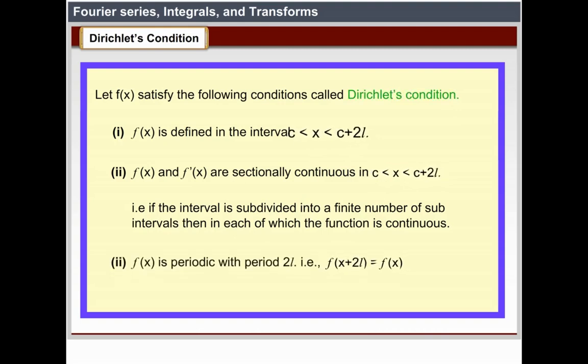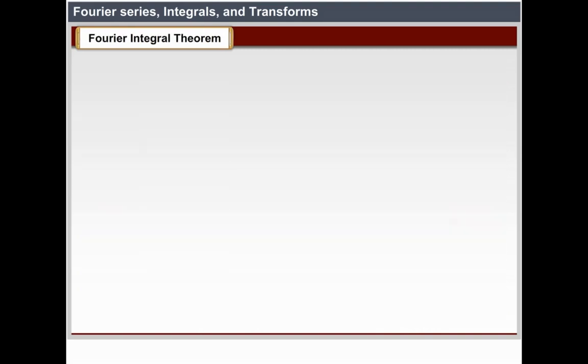3. f of x is periodic with period 2L, that is, f of x plus 2L equal to f of x. Fourier Integral Theorem.